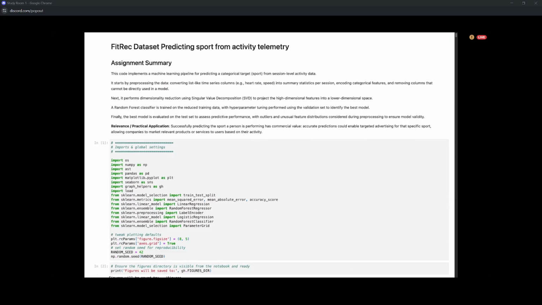The relevance and practical applications for this assignment could be that successfully predicting the sport a person is performing has commercial value. An accurate prediction could enable targeted advertisements for the specific sport, allowing companies to market relevant products or services to users based on their activities.